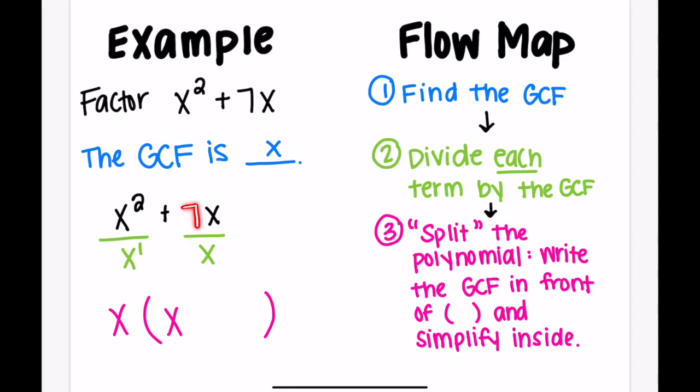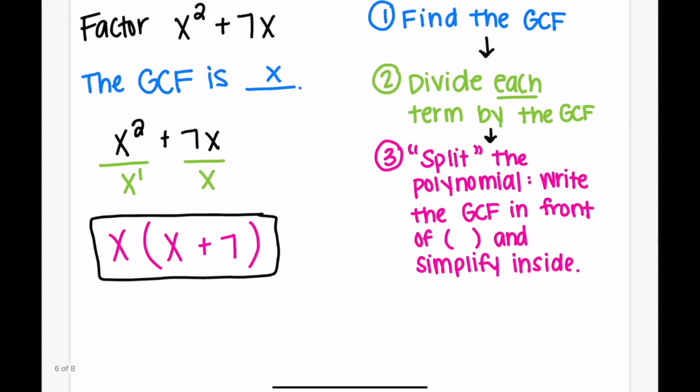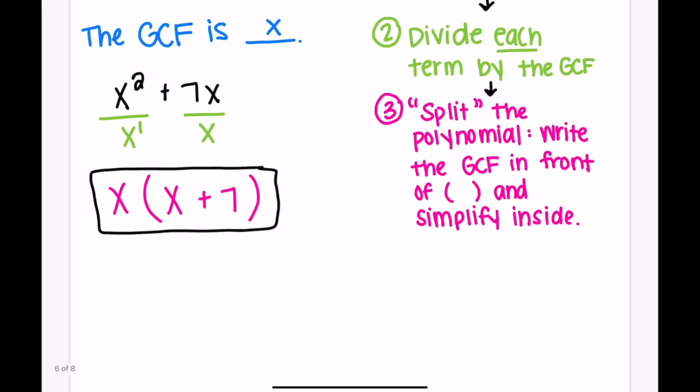Then when I divide 7x divided by x, well, x divided by x is 1. So that x goes away. And I'm left with just x plus 7. Now we can always double check this. So when we multiply this back together, do we still get what we started with? Well, if I do x times x, that is x squared. If I multiply x times 7, that is 7x. And that's what we started with.